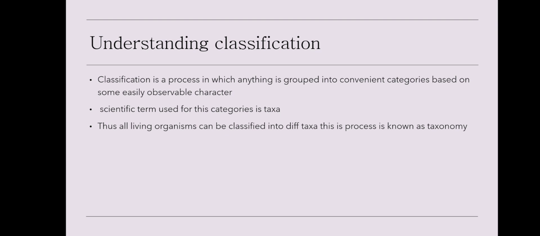Now, let us understand classification. Classification is the process in which anything is grouped into convenient categories based on some easily observable characteristics. The scientific term used for this category is taxa. Thus, all living organisms can be classified into different taxa. This process is known as taxonomy.